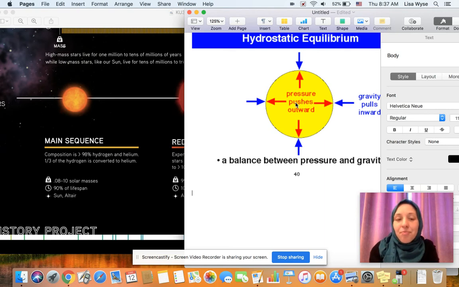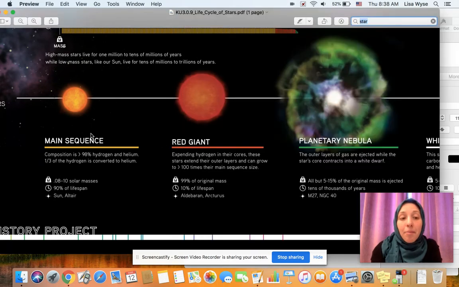Okay, great. So why does a star become a red giant? When it runs out of hydrogen, it starts to turn helium into oxygen and carbon.